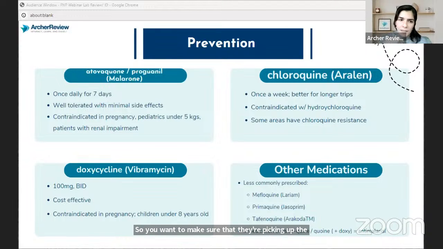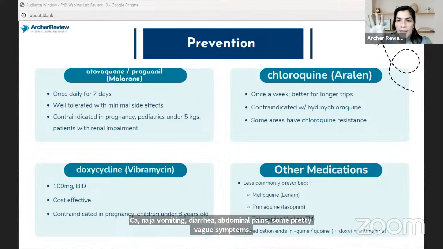Some other signs and symptoms of malaria. We talked about that fever definitely should be a red flag. They might also have some headache, malaise, cough, nausea, vomiting, diarrhea, abdominal pain. So some pretty vague symptoms. It's really that fever that should be a red flag for you.